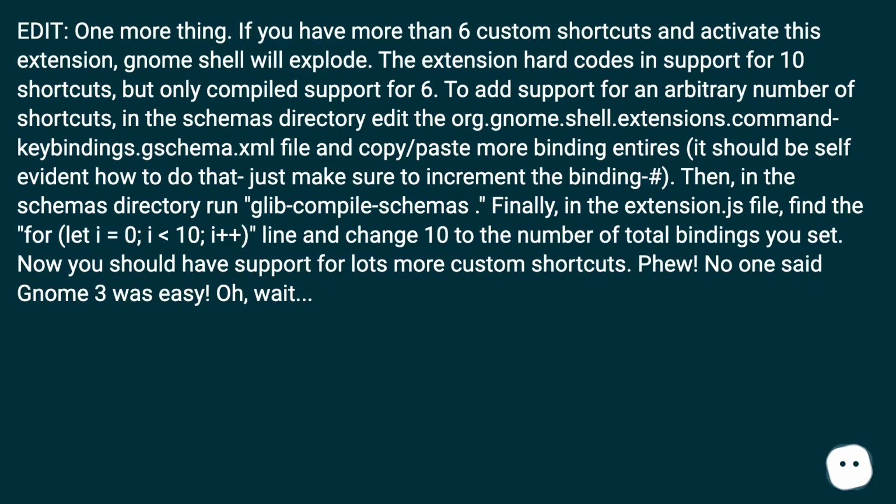Then, in the schemas directory run glib-compile-schemas. Finally, in the extension.js file, find the for (let i = 0; i < 10; i++) line and change 10 to the number of total bindings you set. Now you should have support for lots more custom shortcuts. Phew. No one said Gnome 3 was easy. Oh, wait.